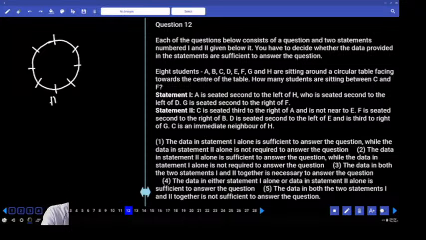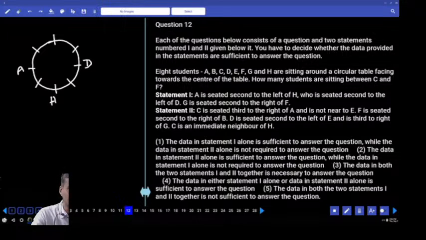A is seated second to the left of H. H is seated second to the left of D. And G is seated second to the right of F. Then how many students are in between C and F?